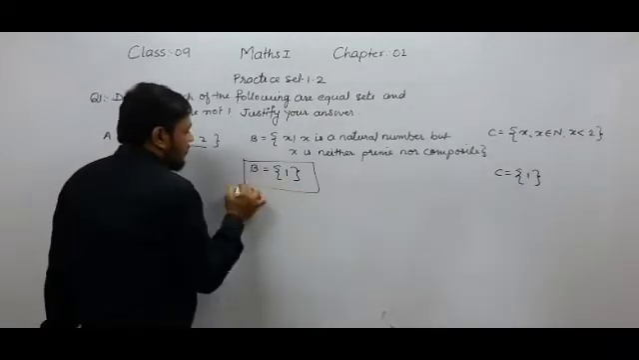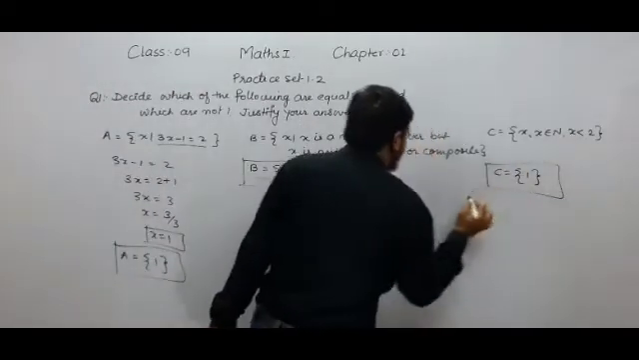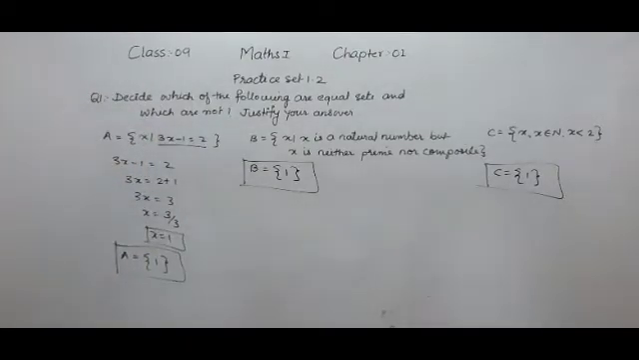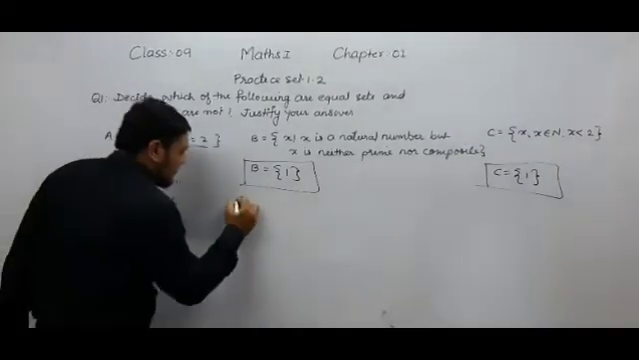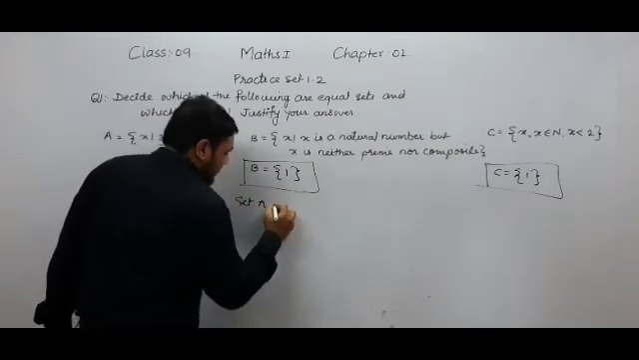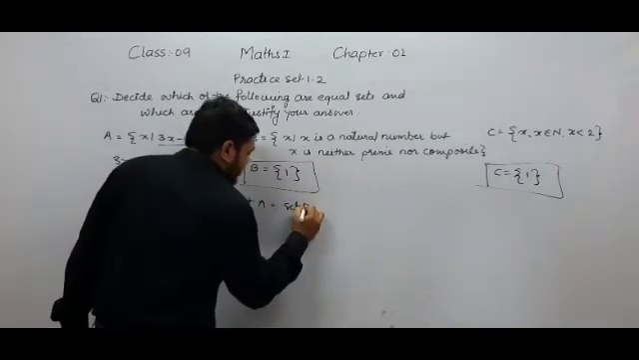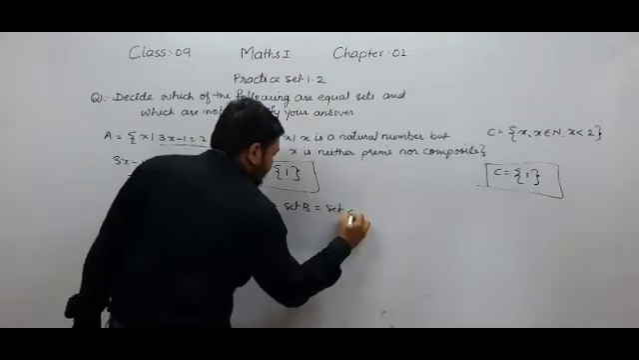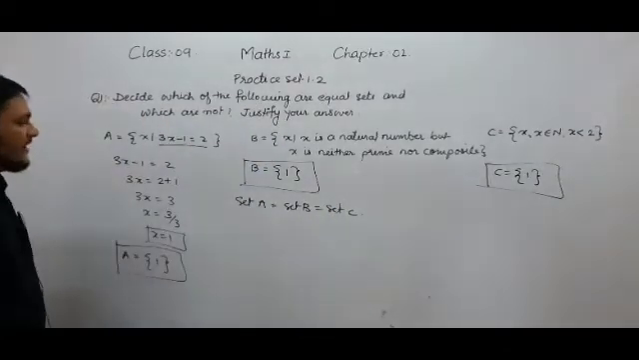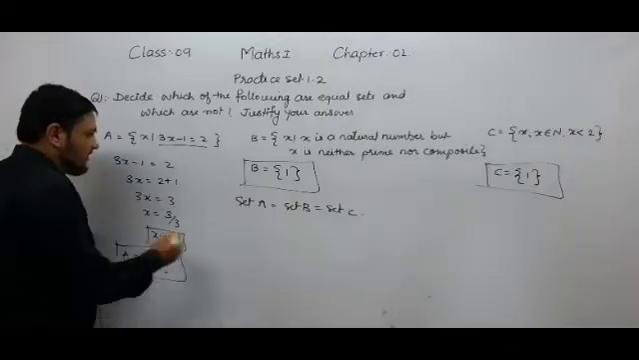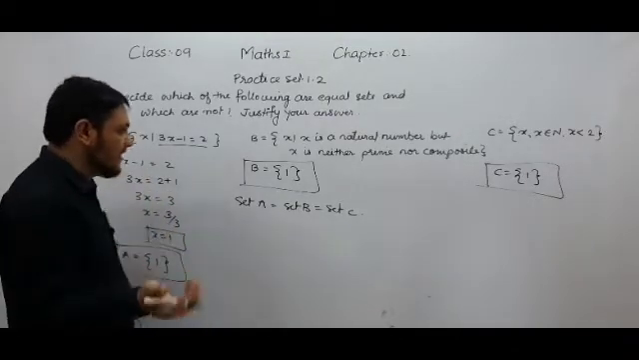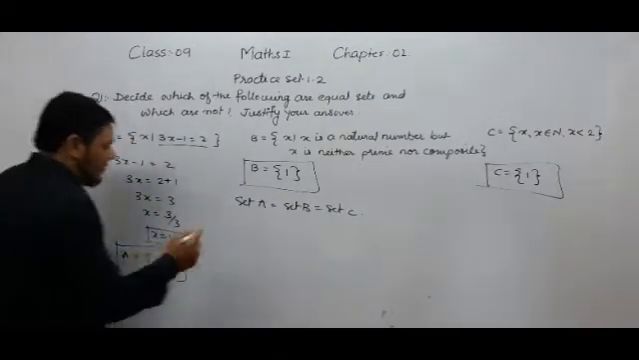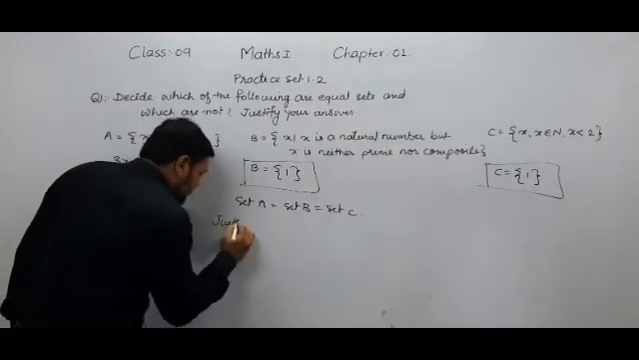And the element of B is also 1, and the element of C is also 1. So here we can see that the elements of A, B and C are the same. There is only one element in sets A, B and C, and that is 1. So that is why set A is equal to set B is equal to set C. These are equal sets. Why? Because all the three sets have only one element, that is 1, and it is the same for all the sets.